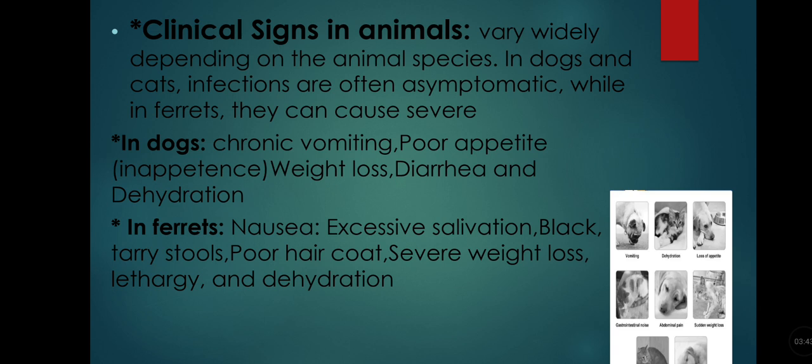Clinical signs in animals vary widely depending on the type of animal. In cats and dogs they tend to be asymptomatic, but in ferrets they can be severe. In dogs we can see chronic vomiting, poor appetite and weight loss, diarrhea, and dehydration. In ferrets we can see nausea and excessive salivation, black and tarry stool, poor hair coat, severe weight loss, lethargy, and dehydration.